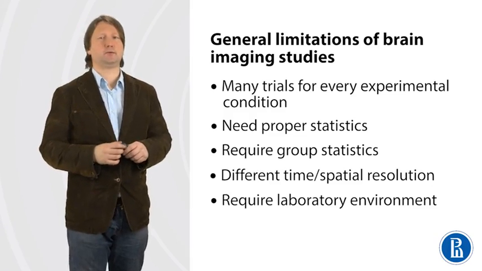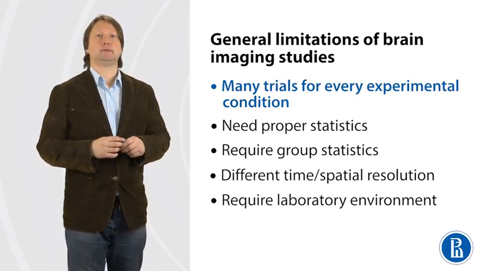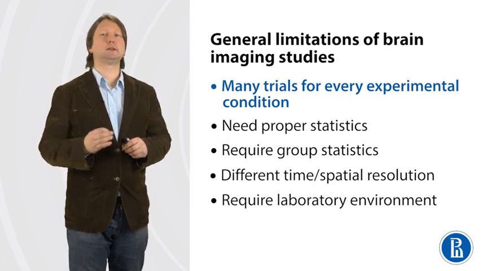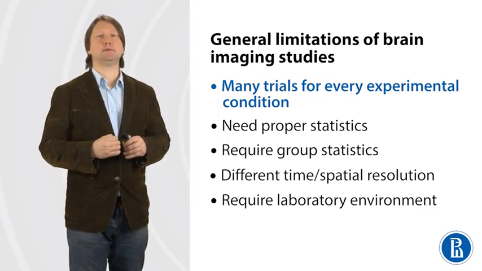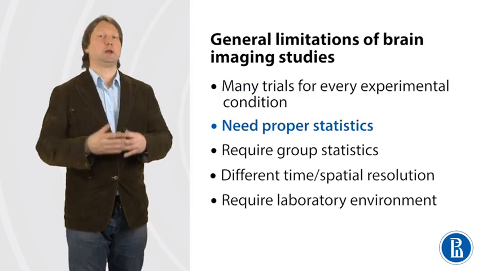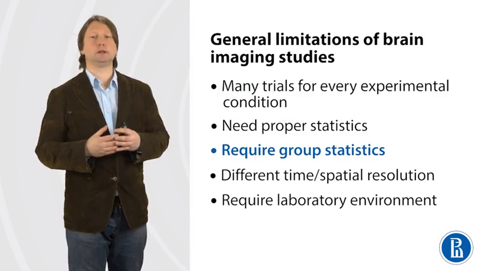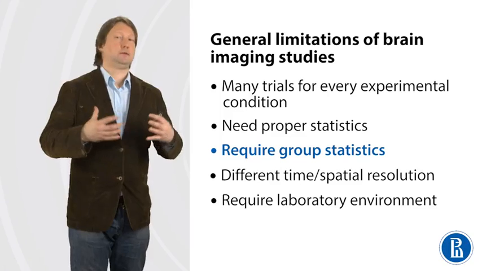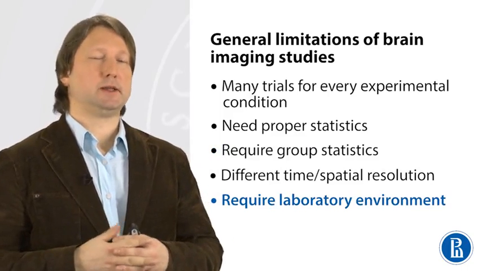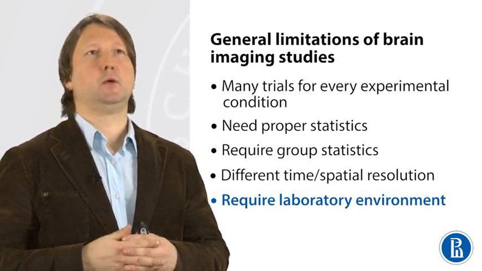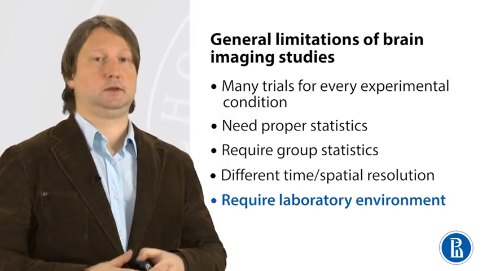Unfortunately, normally we have to repeat the task many times. We cannot study a single decision. To analyze the brain activity during the decision making process, we have to repeat the same decision many times. So we need quite complex statistics. Normally we report the group data, so we report the results for 20, 25, 30 subjects. Unfortunately, these techniques require laboratory experiments. That's why we cannot sometimes conduct studies of real-life decisions.